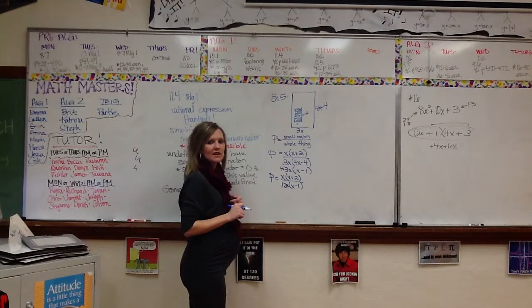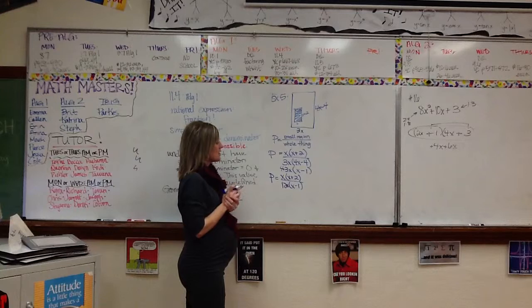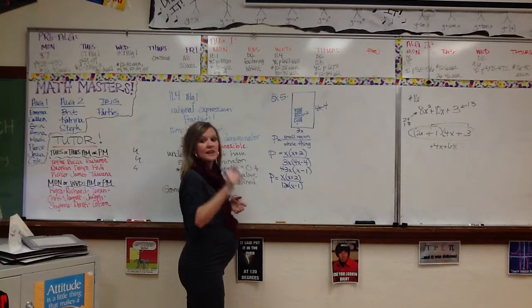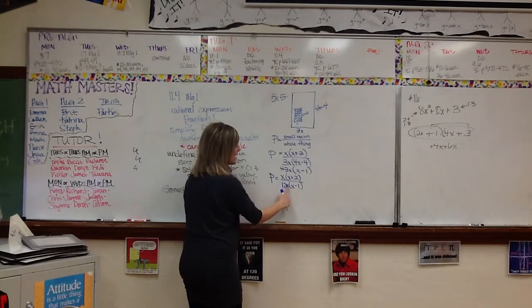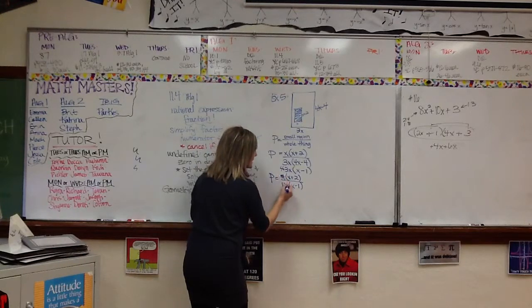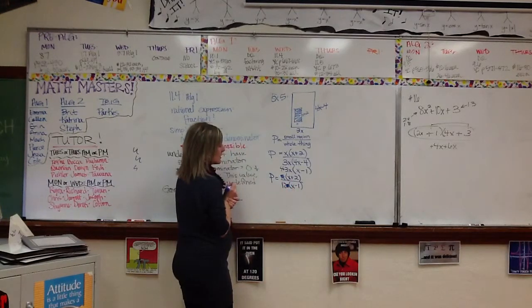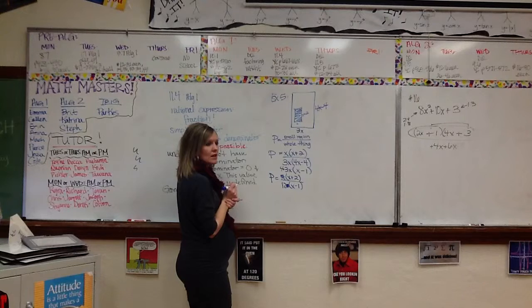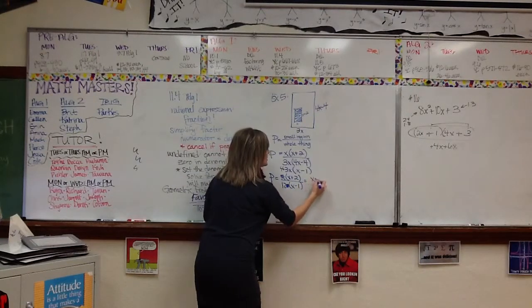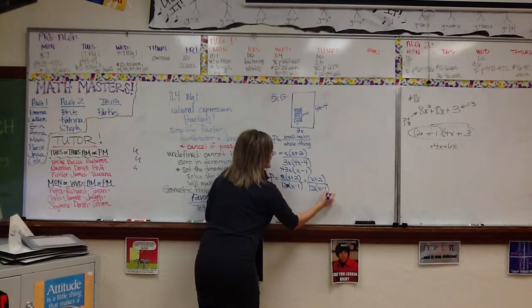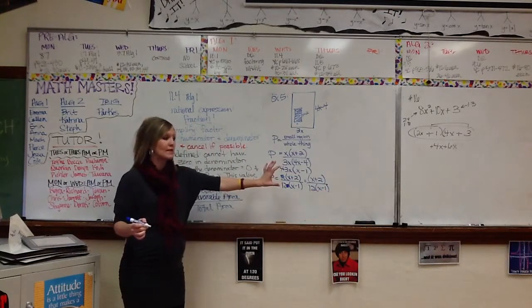I don't see anything. Nothing's the same in the top and the bottom? Oh, the x's. The x is very good. You've got an x here and an x here, so they could cancel. Anything else, guys? No, so I have (x + 2) over 12(x − 1). There's my model right there.